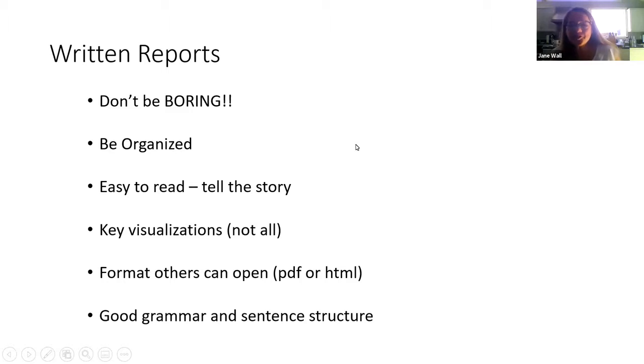So some things to do about reports. Number one rule, don't be boring. Do not bore your audience. Even if it's written, it should be well organized. It should be easy to read and tell a story.